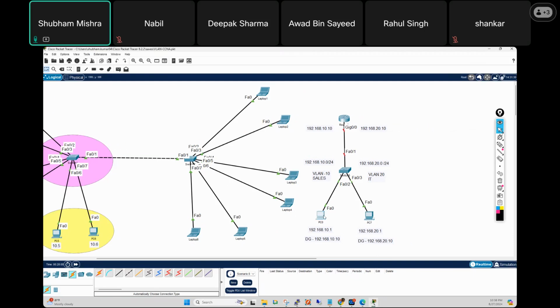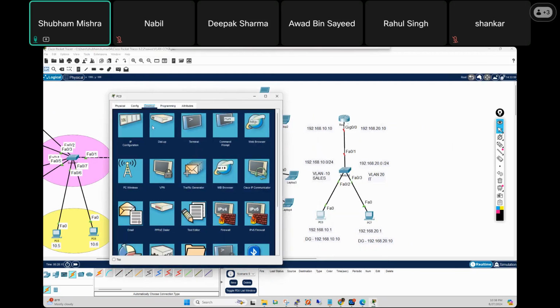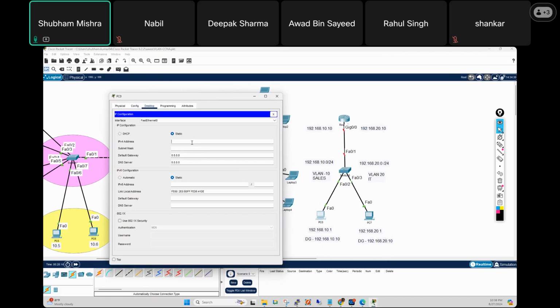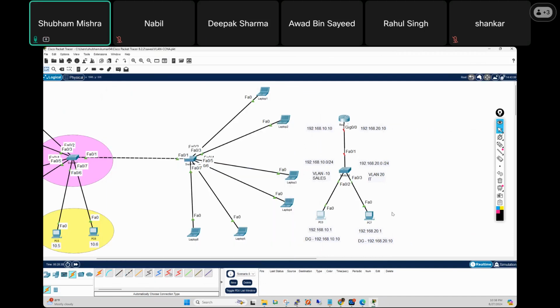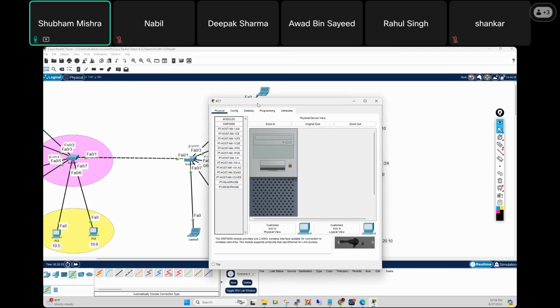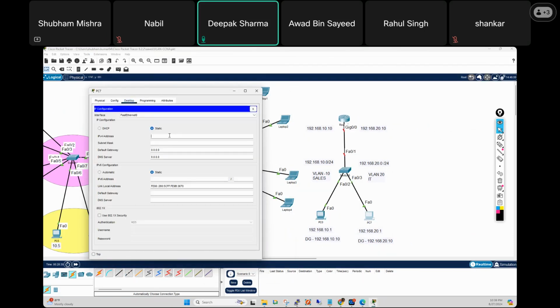Okay, so let's configure it first, guys. Here, what is 192.168.10.1? Clear? What is the default gateway, guys? 10.10. Everyone, please watch the configuration. If anything is wrong, please let me know. Okay, now here I am going to configure 20.1, and the default gateway will be 20.10.